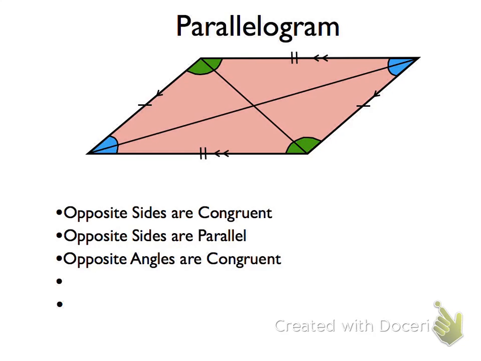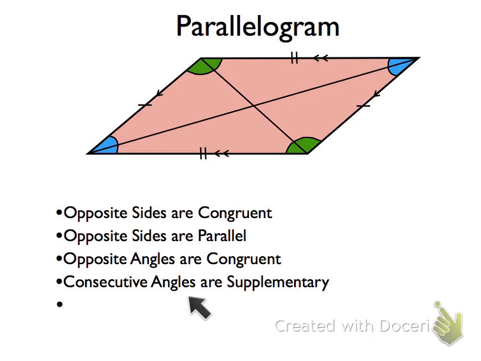The next one, opposite angles are congruent. I've color-coded this one. So the blue angles are congruent to the blue ones, and the green ones are congruent to the green ones. There we go. And we have consecutive angles. Remember, those are the angles side by side. So like a blue and a green are supplementary. So they're going to add together to give you 180 degrees. So this goes under angles, as well as the one above it.